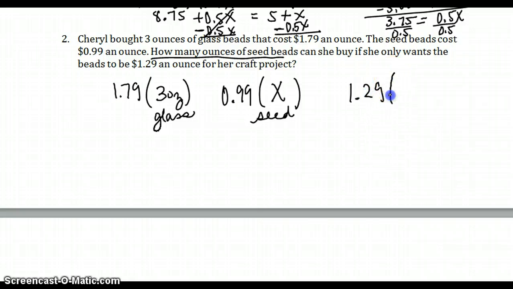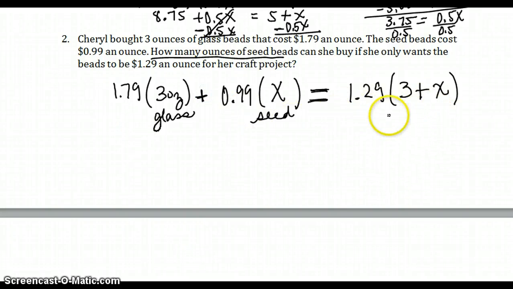She wants, when she puts all of her beads together for her craft project, the average to be $1.29. To be means equals $1.29. I don't know how many ounces of beads I'm going to need. I have 3, and I'm going to have to add to it however many of the seed beads I need. So I'm adding to it to get a total mixture. So that's how you set this problem up.